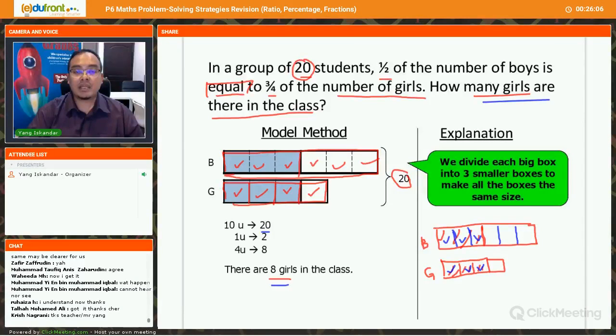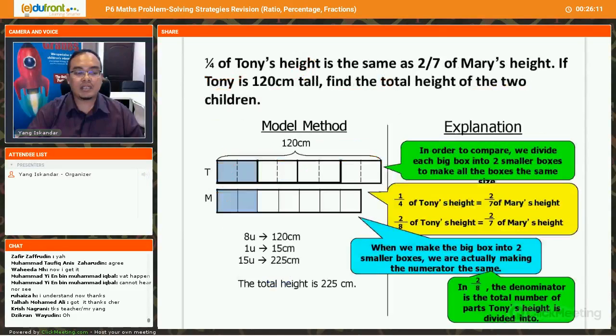Next, I'm going to show you another method. The same question, but another method, the unitary method.